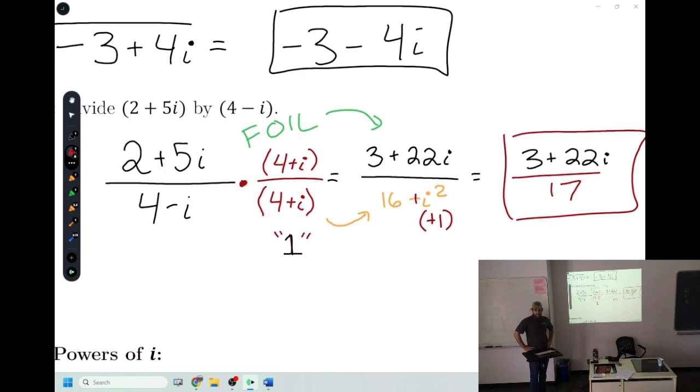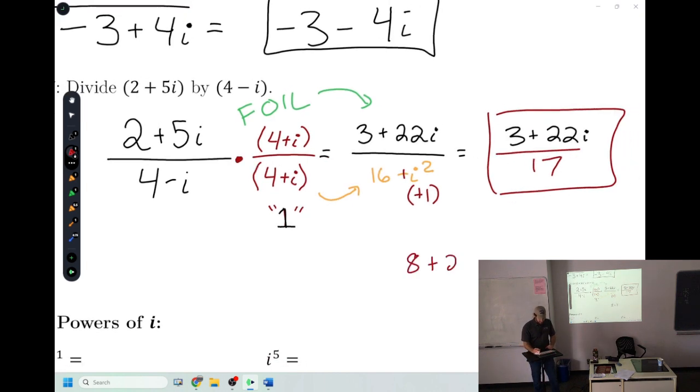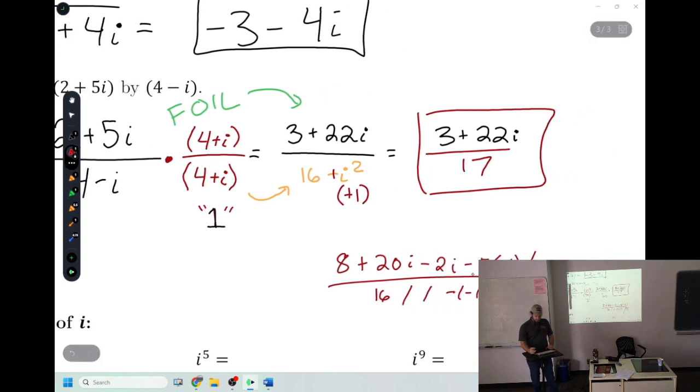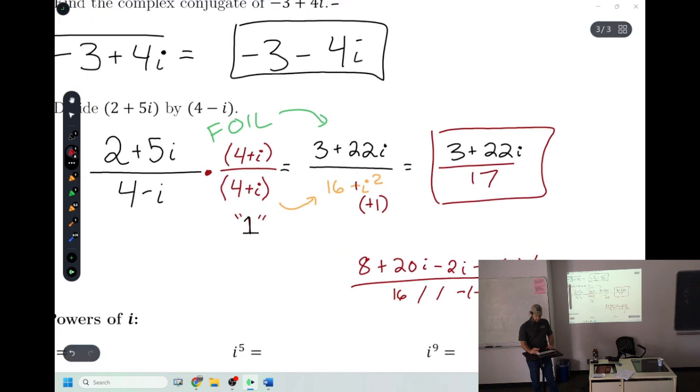That's amazing. Is that the right answer? Let's see. 8 plus 20i minus 2i minus 5 over negative 1 over 16. Cancel. Minus negative 1, so it'll be 17 on the bottom right. And, oh, did I mess up? Uh-oh.